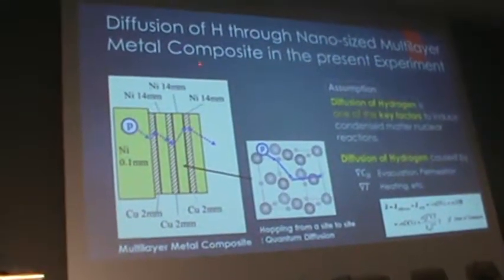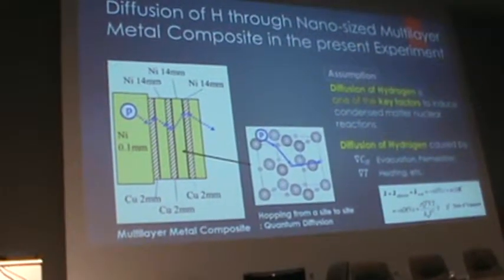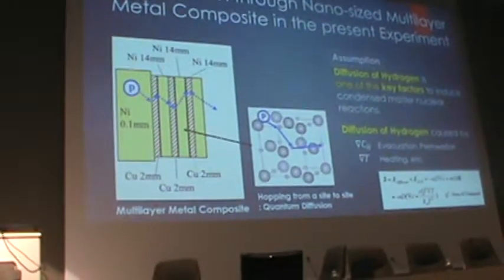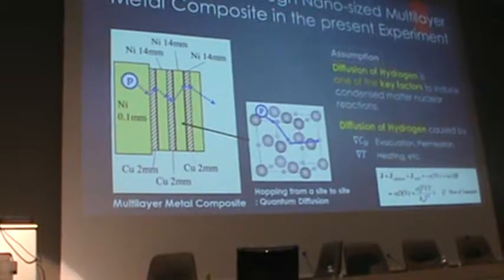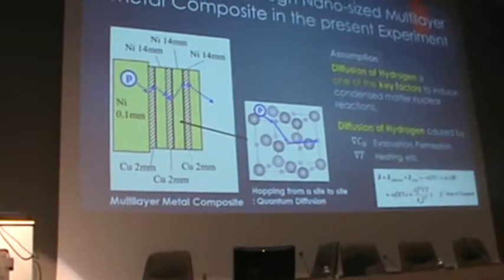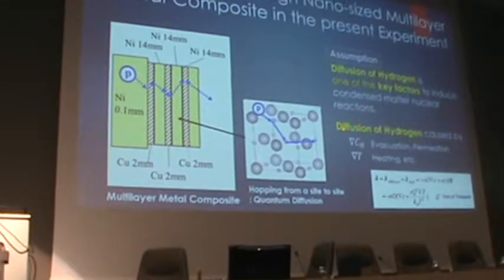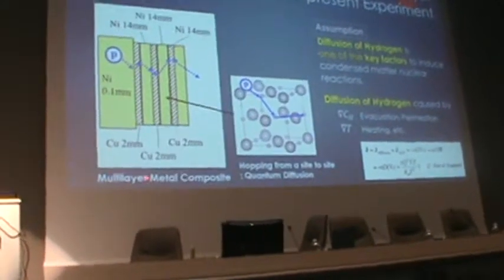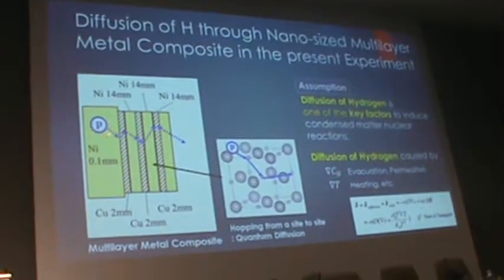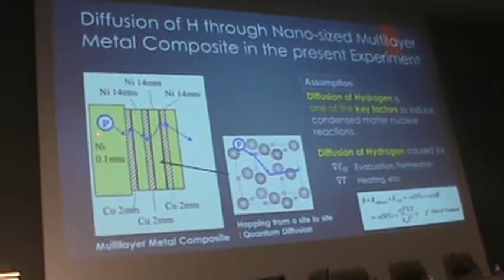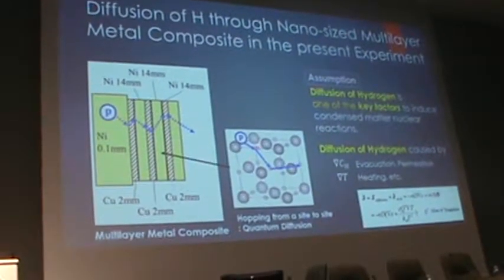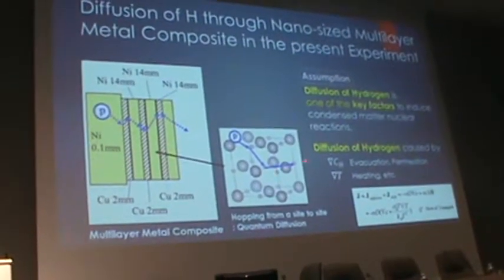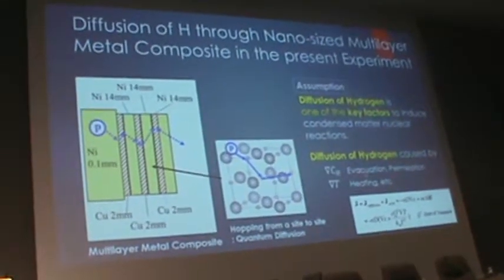This figure shows the diffusion of hydrogen through the nanosized multilayer metal composite in the present experiment. We assume that diffusion of hydrogen is one of the key factors to induce condensed matter nuclear reactions. So this is the cross-section of the multilayer metal composite. Hydrogen in the composite behaves like this. Usually, hydrogen hops from one site to another like this. This process is known as quantum diffusion.